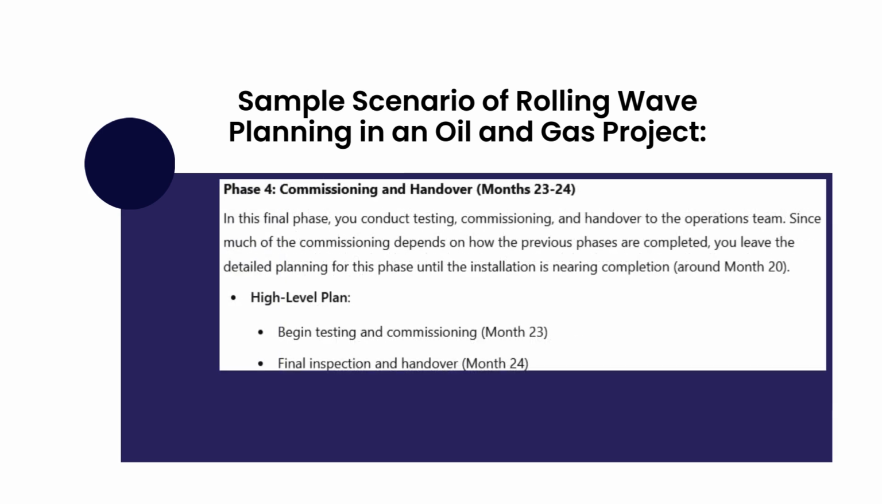Phase 4. Commissioning and handover in months 23 until 24. In this final phase, you conduct testing, commissioning, and handover to the operations team. Since much of the commissioning depends on how the previous phases are completed, you leave the detailed planning for this phase until the installation is nearing completion around month 20.